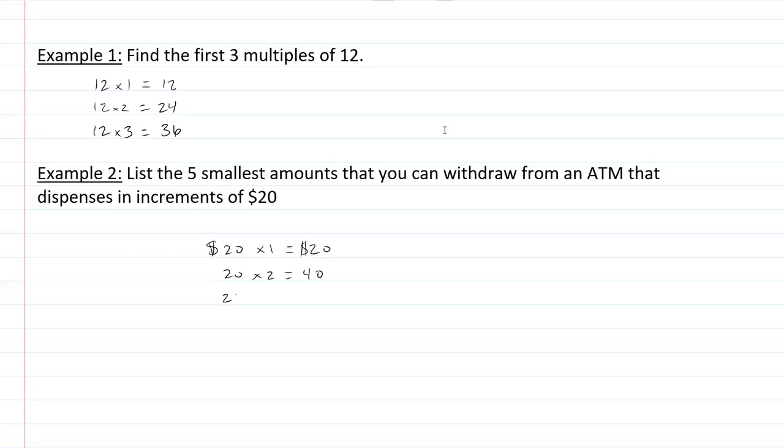20 times 3, 20 times 4, and 20 times 5. Let's compute these. This is 60, this is 80, and this is 100. So these are the 5 smallest increments that we can withdraw from an ATM that dispenses 20s. And they're just the multiples of 20.